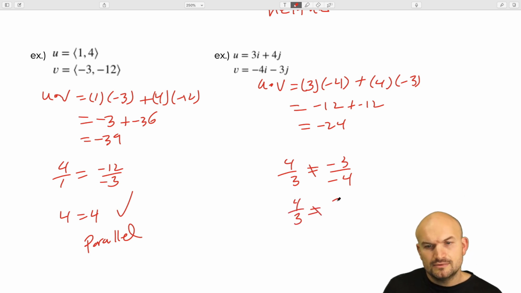Does not equal 3 over 4. So therefore, this is another example of neither.